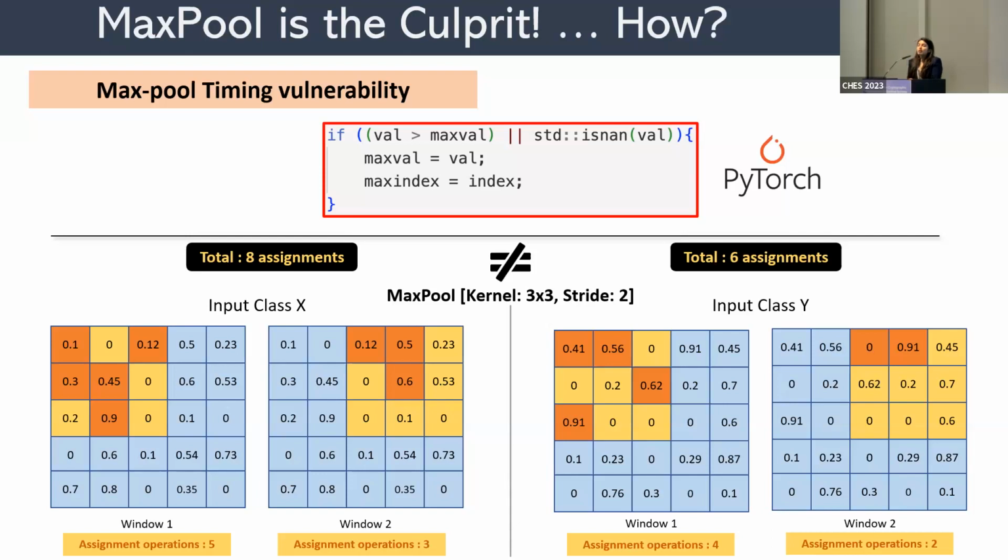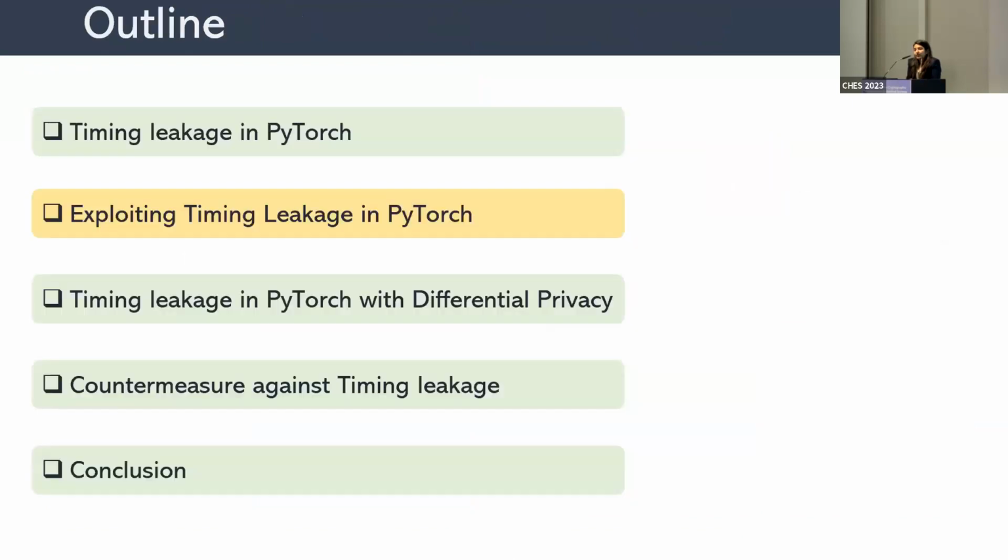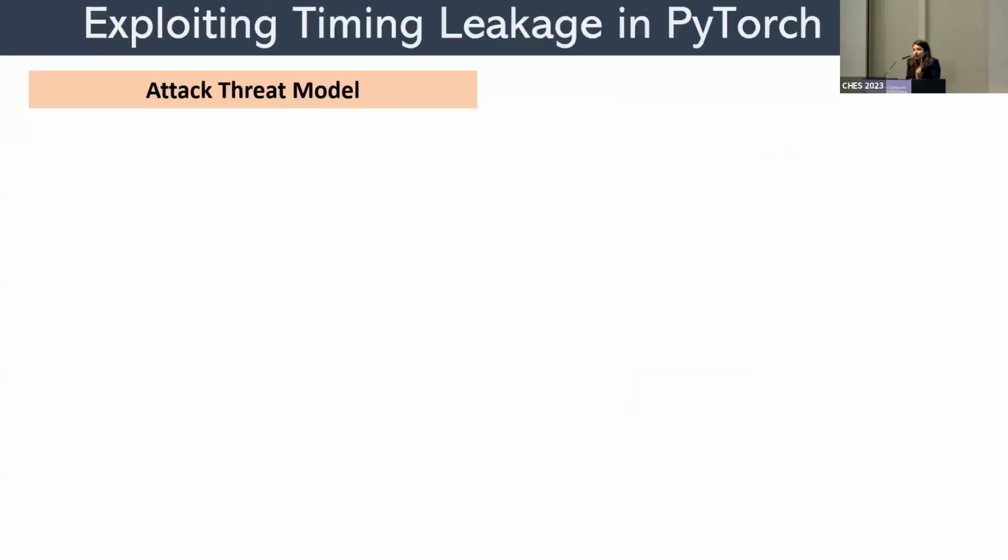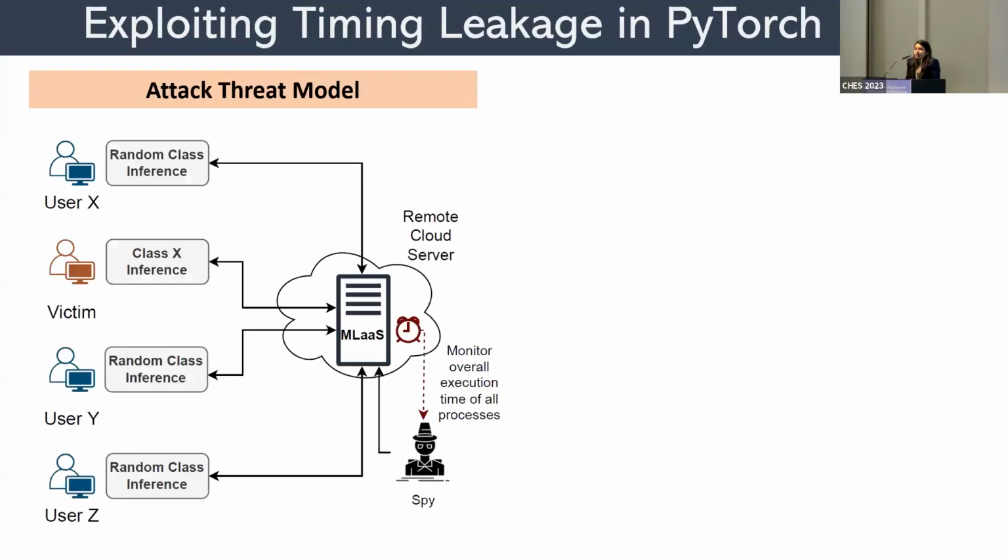Now, since we know the reason for this leakage, we would like to look into how it can be exploited by an adversary. First we discuss the threat model. The scenario is similar to what we discussed before: we have an MLaaS server and multiple clients accessing the server. But in this case, one of the clients is a victim, for whom the adversary wants to know the class label being inferred in the machine learning model. The adversary, or the spy, is able to monitor the overall execution time of all the processes in this scenario.